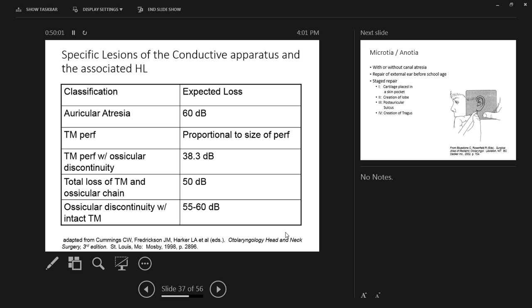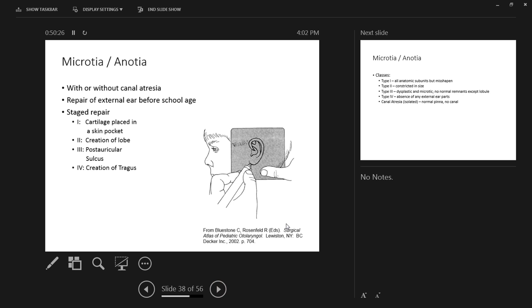is bordering close to a 40 dB conductive loss. Total loss of the eardrum and the ossicular chain is a 50 dB loss. If you have an intact eardrum but an ossicular discontinuity, you would have more hearing loss than if you have a loss of the eardrum itself. It's almost like the eardrum is acting as a baffle.